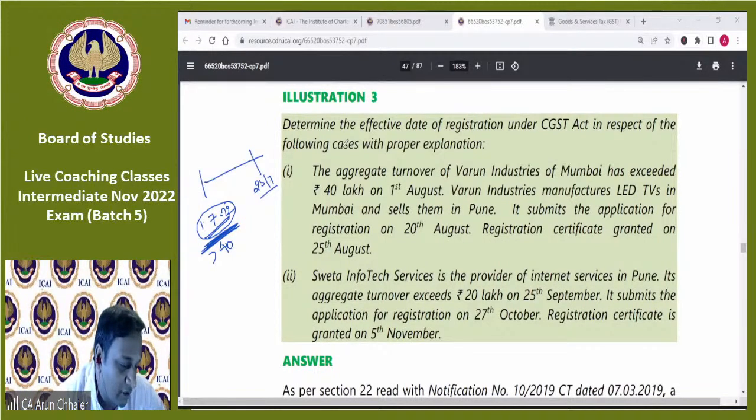What if the business has not started and the person wants to register voluntarily? Then the effective date will be the date of actual issuance of the certificate. Suppose I am not liable to take registration mandatorily, under either section 22 or 24, and voluntarily I would like to take registration. Then what is the effective date? The date of the grant of the certificate.